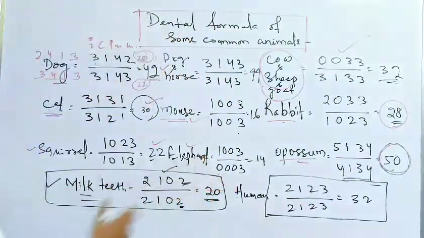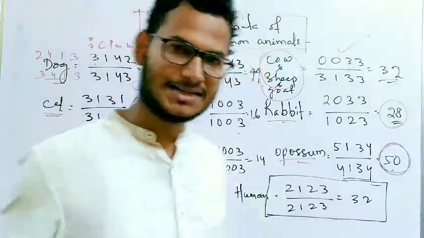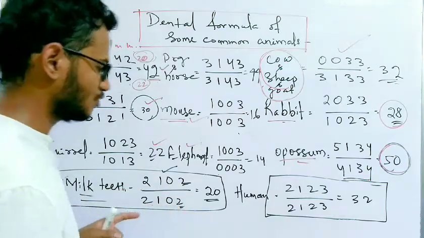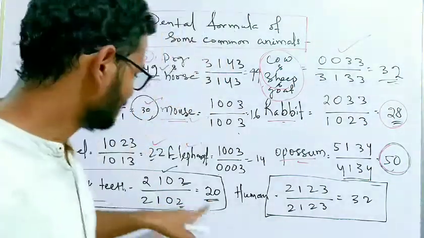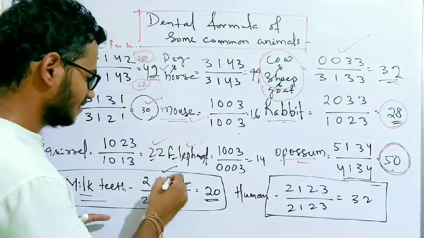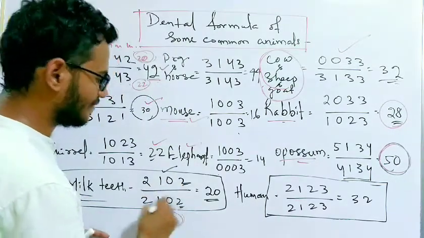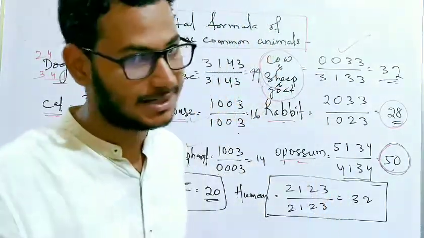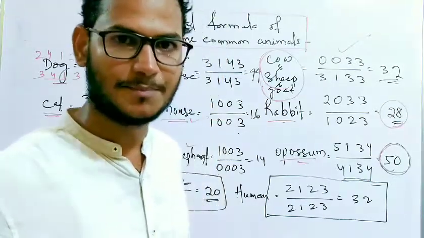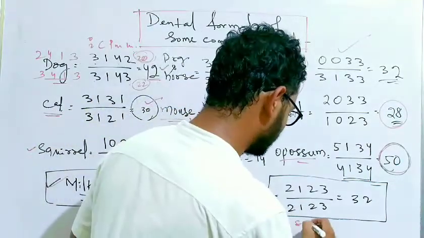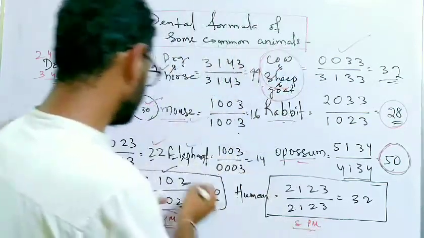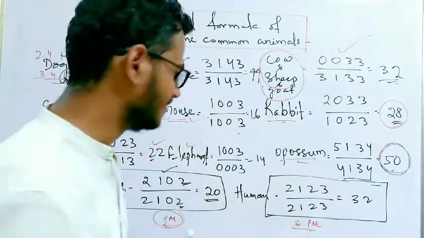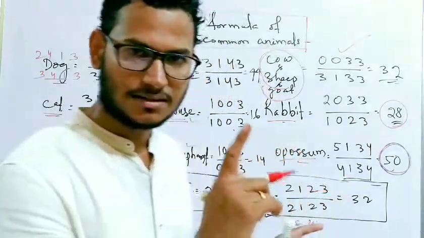Finally, we have the dental formula of human permanent teeth and milk teeth. I have already told you, in case of milk teeth, the formula is 2102 by 2102, which is equal to 20. Here, in case of milk teeth, the premolars are totally absent. But in case of permanent teeth, the premolars are 2 in number in half, meaning there are 8 premolars, an additional 8 premolars. You can also notice here 3 molars are there, but there 2 molars are there. So an additional 1 molar is there.